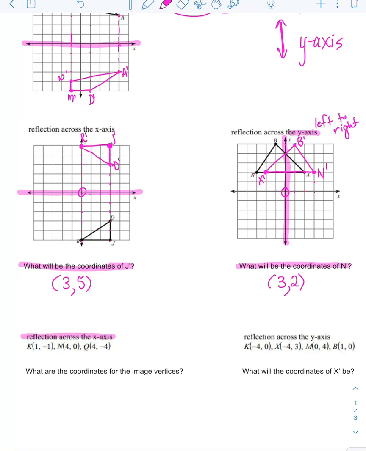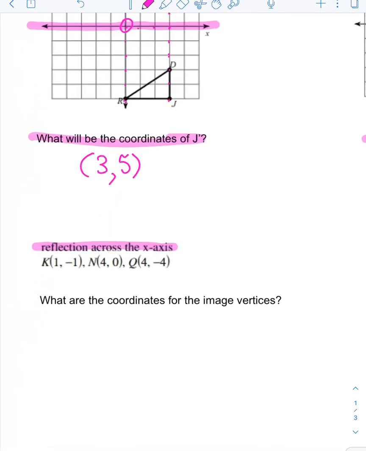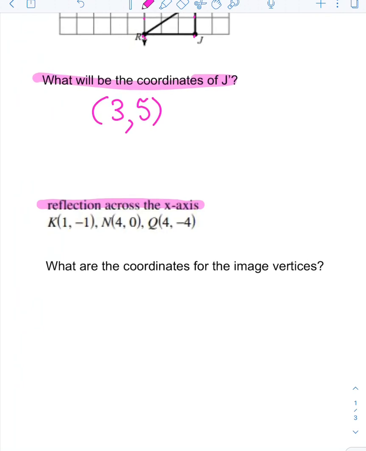The first one says to reflect across the x-axis. Let me make that a little bigger. So the rule for that, make sure you write this in your notes, is go from the original xy to leave x alone, change the sign of the y. So one more time, go from your original point, leave the x alone, and change the sign of the y value or the y coordinate.